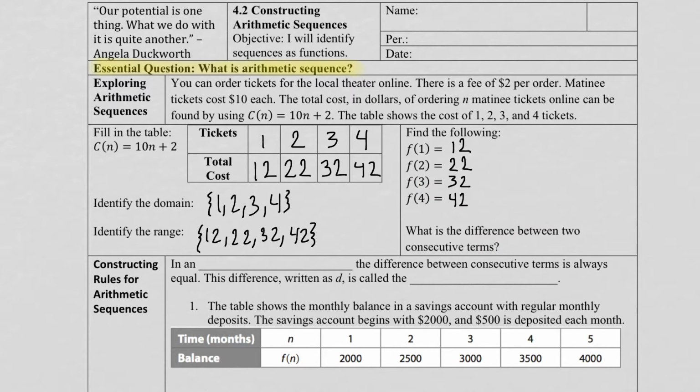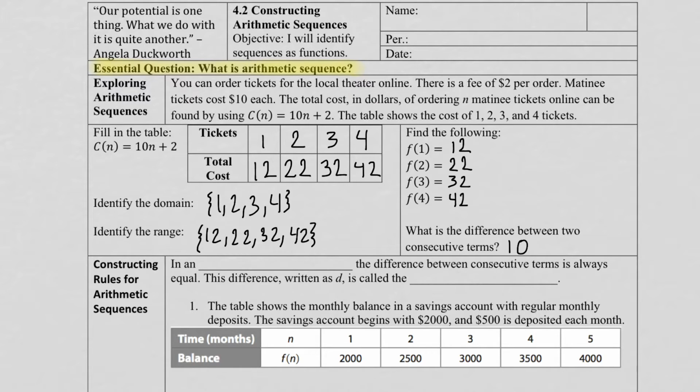Finally, let's answer this question. What is the difference between two consecutive terms? Consecutive terms as in these terms, right? The first term is 12, the second term is 22, and so on. What is the difference between each consecutive term? So basically, from 12 to 22, what's the difference there? 10, right? It went up by 10. What is the difference between 22 and 32? Also 10. What is the difference between 32 and 42? Also 10. The difference between two consecutive terms is always going to be 10.